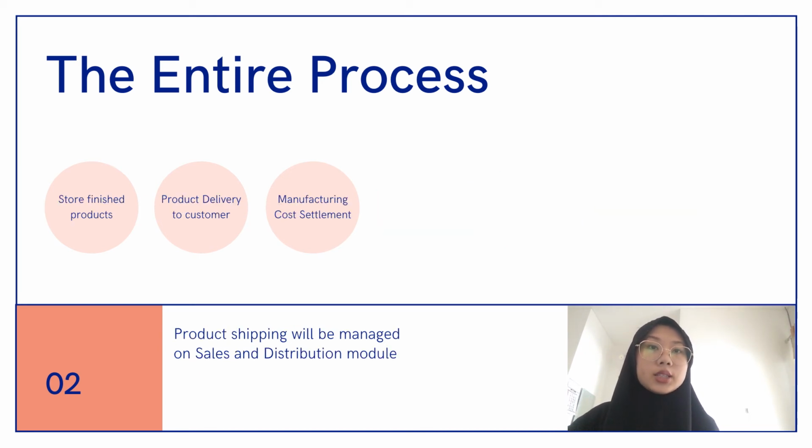Now the delivery of finished products to the customer is managed by the shipping staff in the sales and distribution module. The costs that were incurred during the whole manufacturing process will be managed by controlling staff. All of the financial reporting regarding the manufacturing, like labor costs, machinery costs, etc., will be checked.